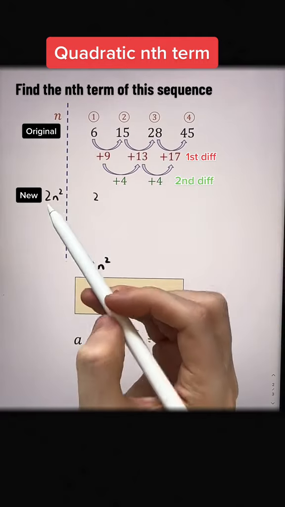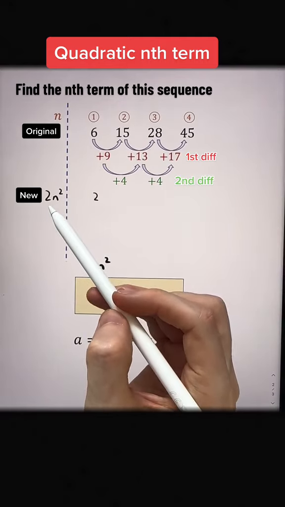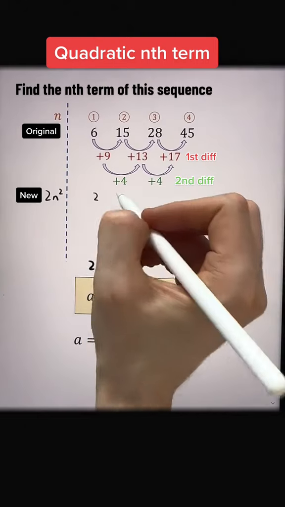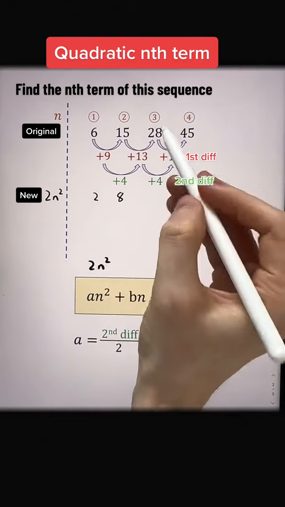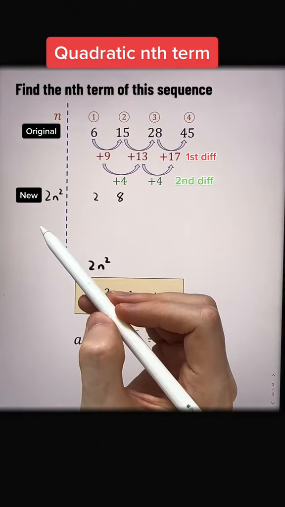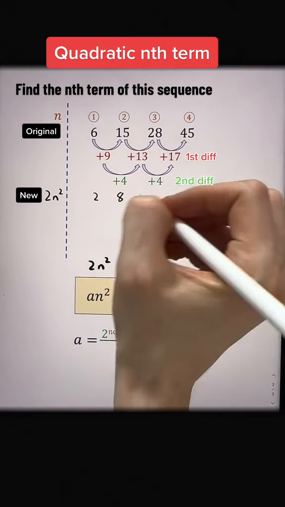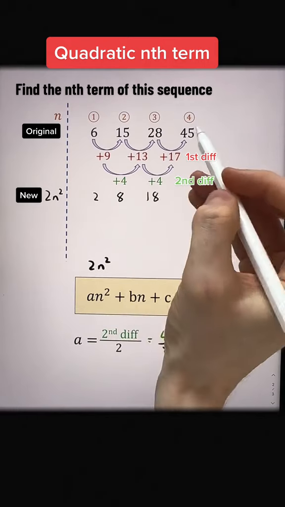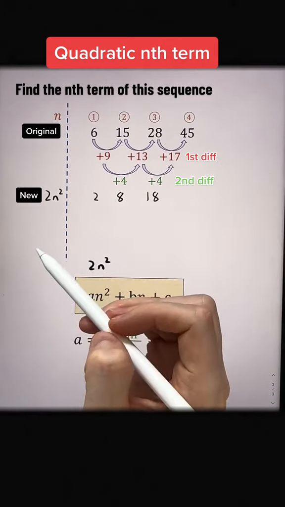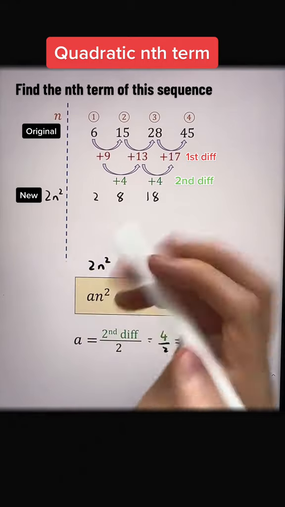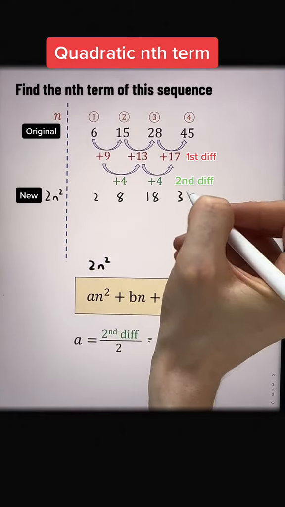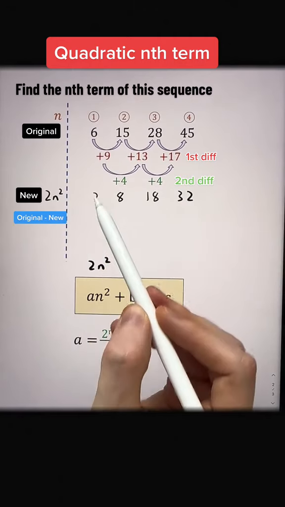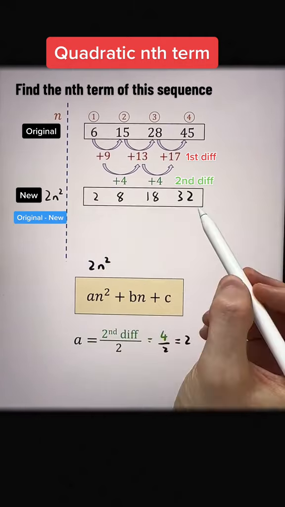If n is 2, n squared will become 2 squared, and 2 squared is 4, and 4 times the 2 outside will give us 8. If n is 3, 3 squared will give us 9, and times by the 2 outside will give us 18. And if n is 4, 4 squared will give us 16, and 16 times 2 outside will give us 32. I now subtract my original sequence from my new sequence.